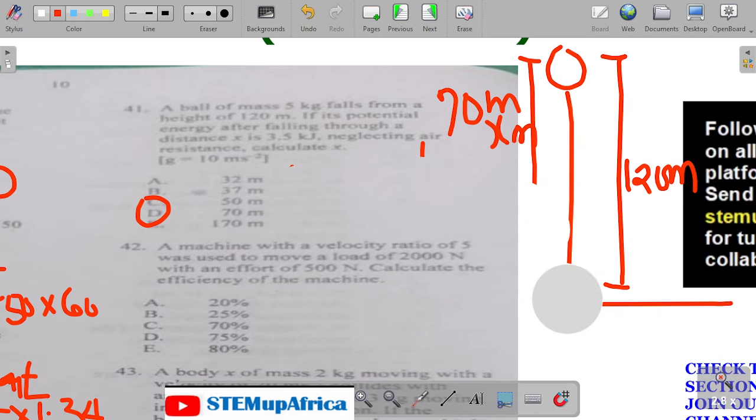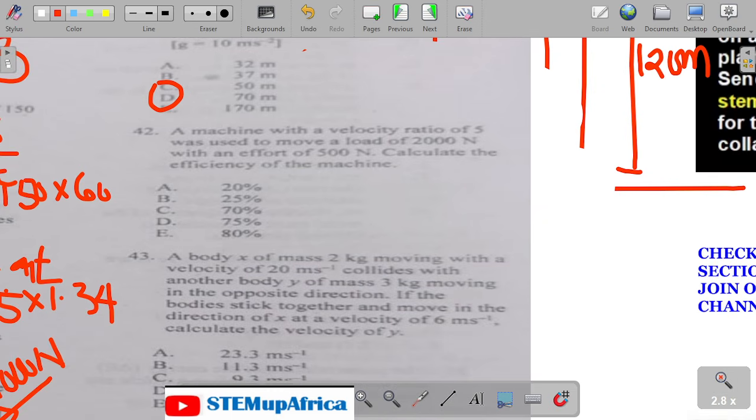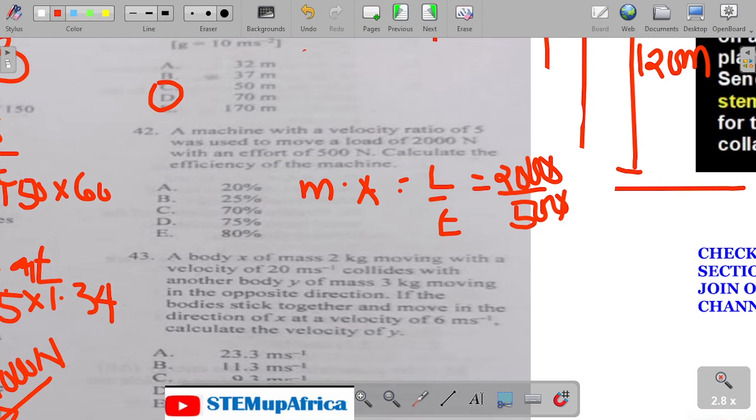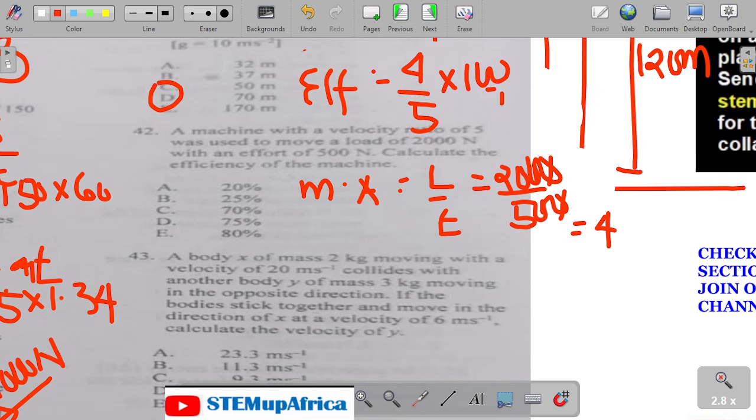Let's check 42. A machine has a velocity ratio of this, with the load of 2000 and effort of 500. So I can get my mechanical advantage. Mechanical advantage is load over effort, which is 2000 divided by 500. So I'm having 4 as mechanical advantage. The efficiency is mechanical advantage, 4, over velocity ratio 5, times 100 over 1. That will give me 80%. 42 is E.